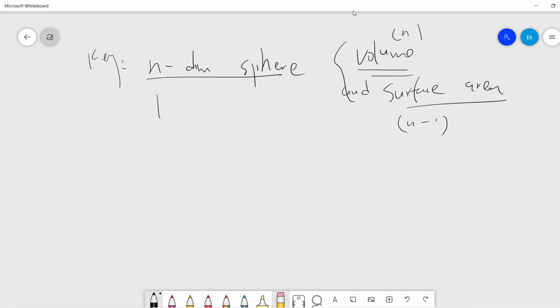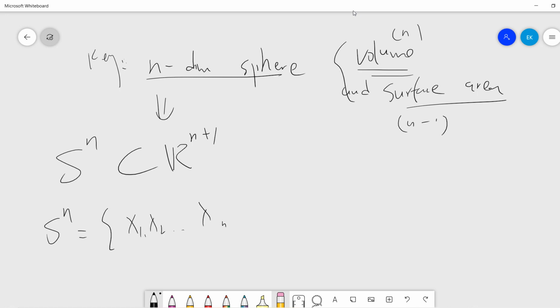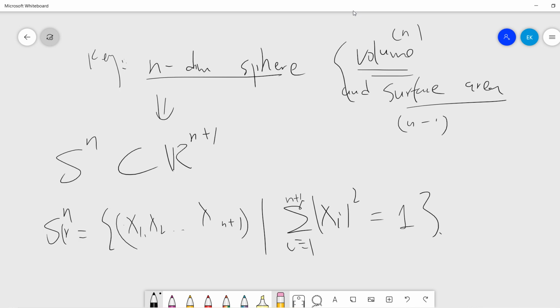The n-dimensional sphere, basically, I can embed it into R^(n+1). So S^n is just defined to be the set of (x1, x2, up to x(n+1)) such that the sum of the squares of these is 1. There's no absolute value, but it's fine. When we do a derivation, I can let this be r squared.